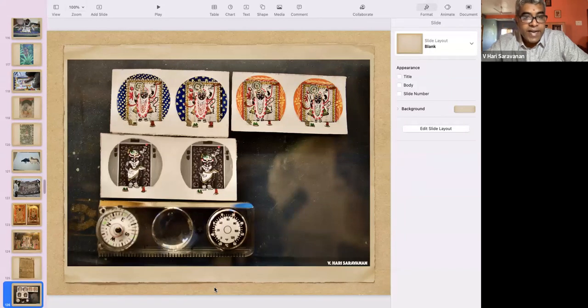There is an artist who has created miniature Srinathji paintings which people can take in their purses.